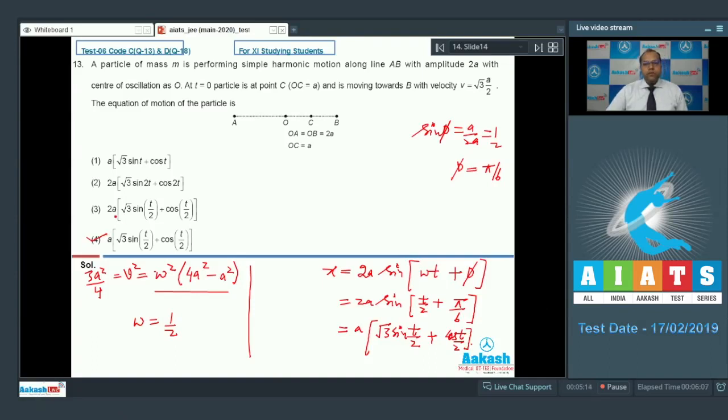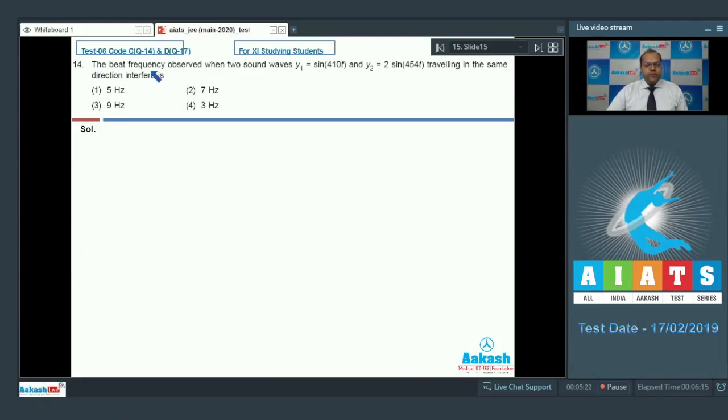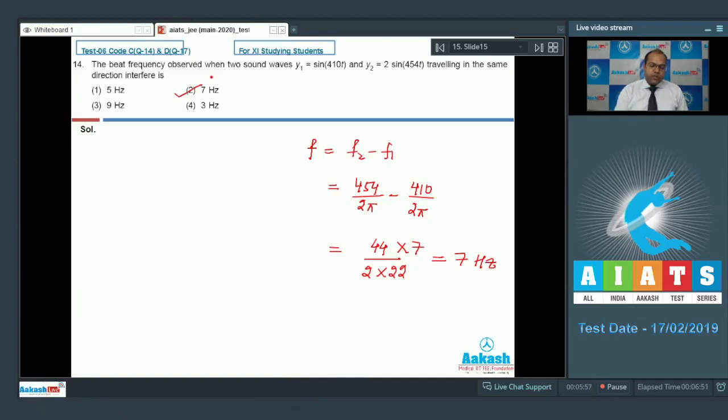Let's move to question number 14. The beat frequency is observed when two sound waves, this and this, traveling in the same direction interfere. So the beat frequency f can be written as f2 minus f1. So f2 is 454 divided by 2 pi minus 410 divided by 2 pi. So it is equal to 44 divided by 2 pi, and the value of pi is 22 by 7. On solving, it comes out to be 7 Hertz. So option 2 is the correct answer.